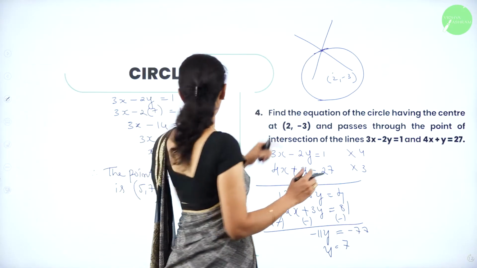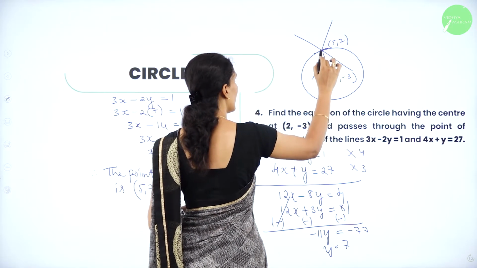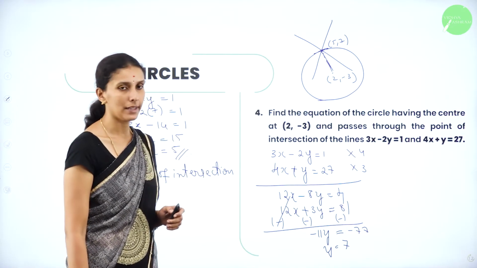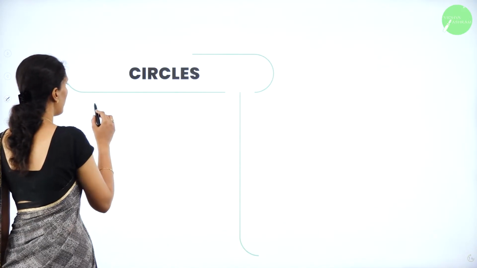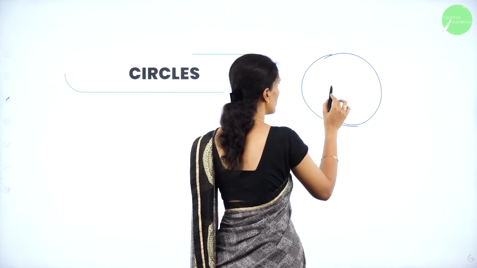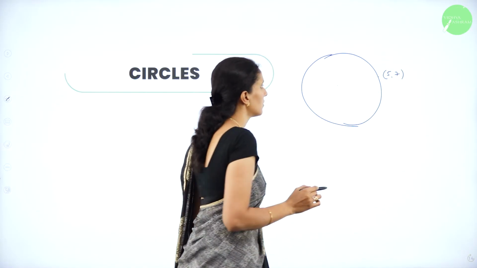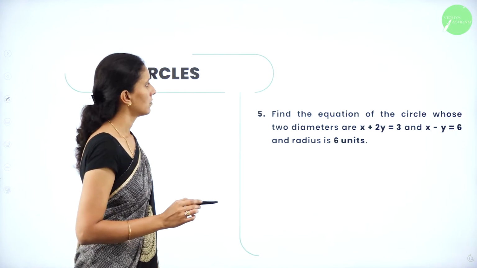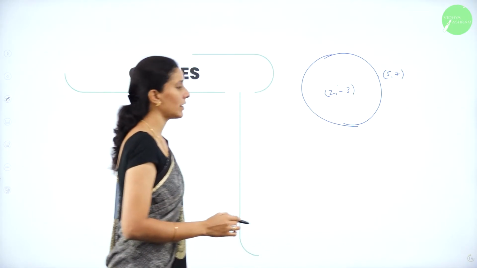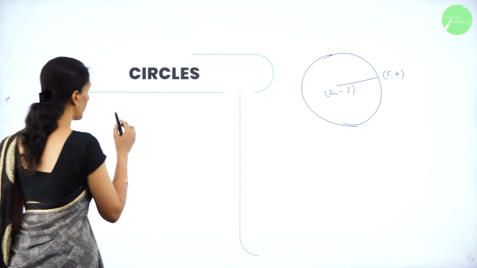Next, we got this point as 5, 7. So here we'll get the radius by applying the distance formula. Let us apply the distance formula there now. So when we apply the distance formula, as I said, this is the point we got, that is 5, 7, and the center of the circle we got as 2, minus 3. So let us find the radius now. That is the distance from the center to the point of intersection.